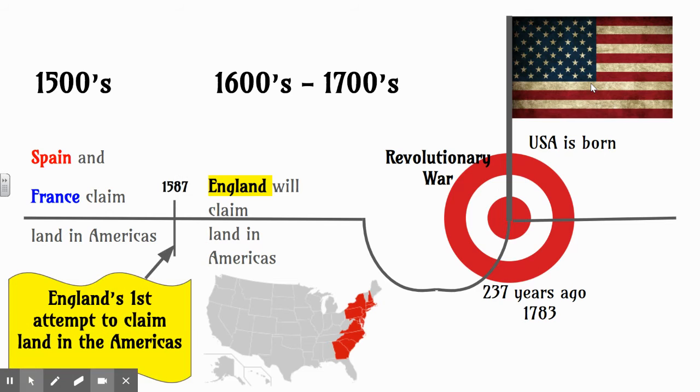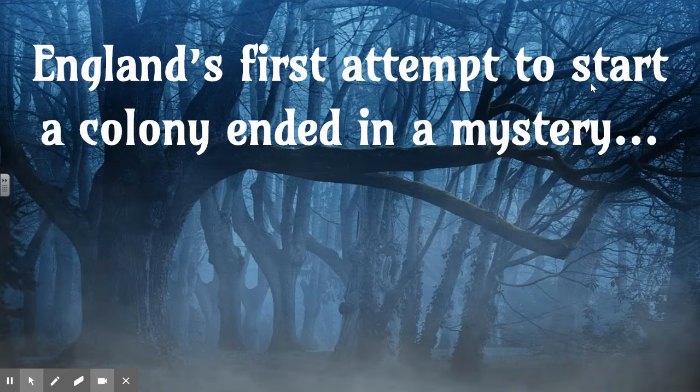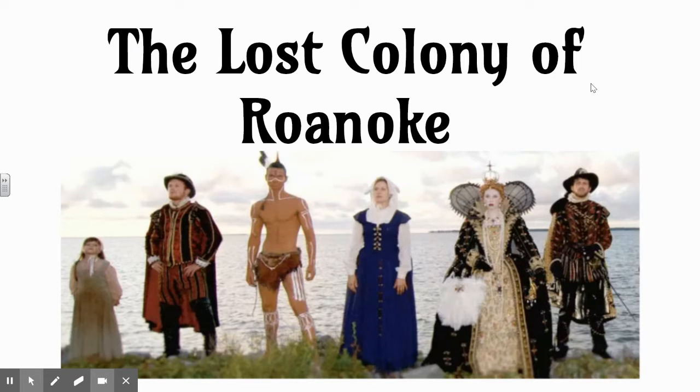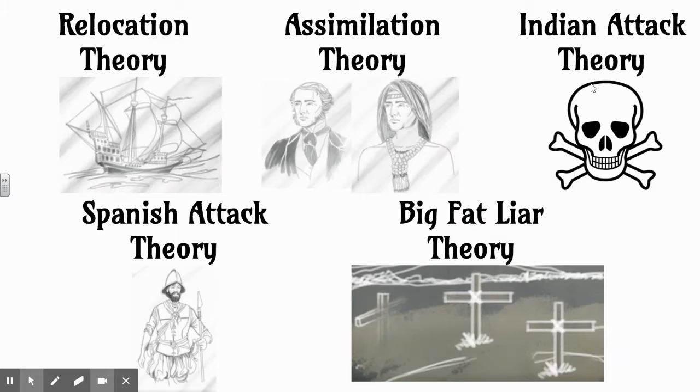But the story that you should have already learned is that in 1587, England had their first attempt to claim land in the Americas, their first try. Unfortunately, as we learned, it didn't work. And it not only didn't work, it ended in a mystery that to this day has still never been solved. And that story was called the Lost Colony of Roanoke. And you should have already learned about that. If you did not learn about that, send me an email and I will send you the videos for that because that story is so very important.